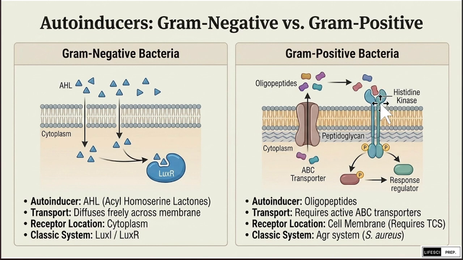In gram-positive bacteria, the oligopeptides cannot cross the membrane. They require an ABC transporter to be transported. The receptor is present in the cell membrane and requires a two-component system (TCS) to activate, and the system is the Agr system in S. aureus.